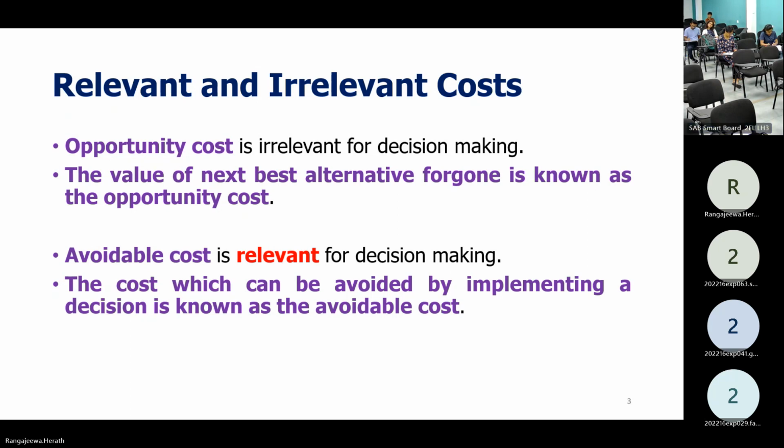But still, you have a 10 rupee gain by implementing this decision over the other decision. So we could go ahead with customer B. Right?